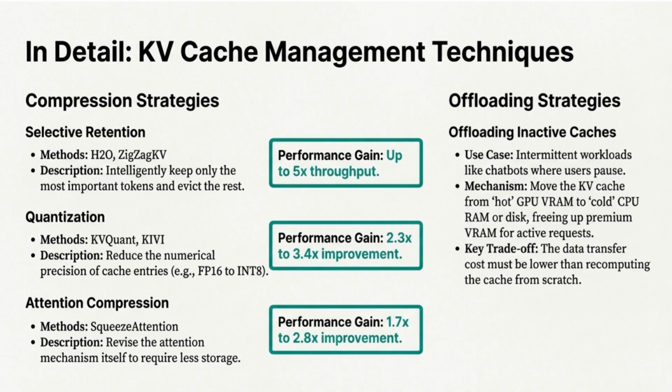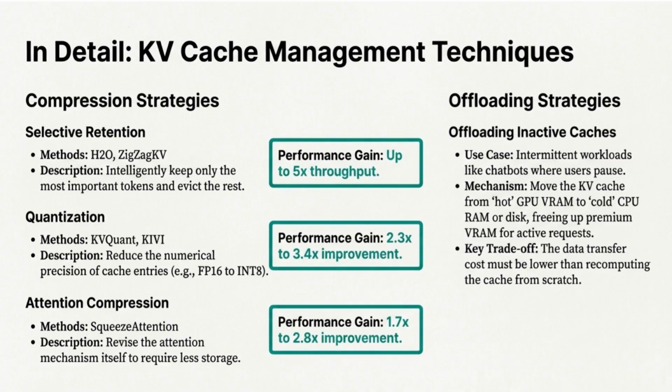Quantization, KV quant, KIVI. Same idea as weight quantization, but for cache. Store cache entries in 8-bit or 4-bit instead of 16-bit. Gives 2.3 to 3.4 times improvement. Attention compression, squeeze attention. This changes how attention works to need less storage. Gives 1.7 to 2.8 times improvement.